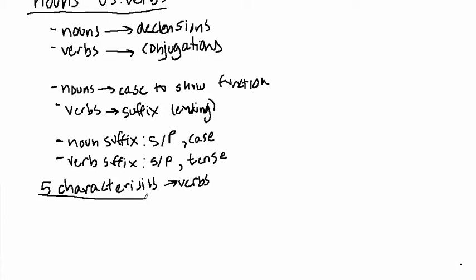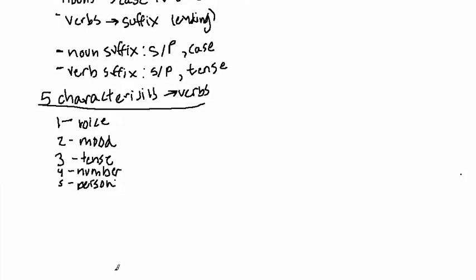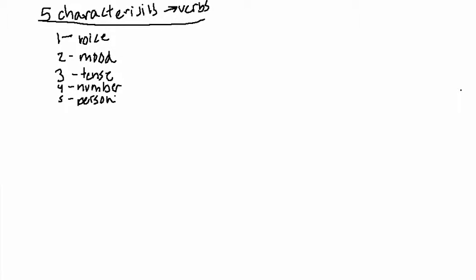Okay. So, the first one is voice. Second is mood. Third is tense. Fourth, number. And fifth and final characteristic or quality is the person. Okay. So I'm just going to go down the list one by one, and I'll use a different color just to separate them more visually. So I'll start out with voice.